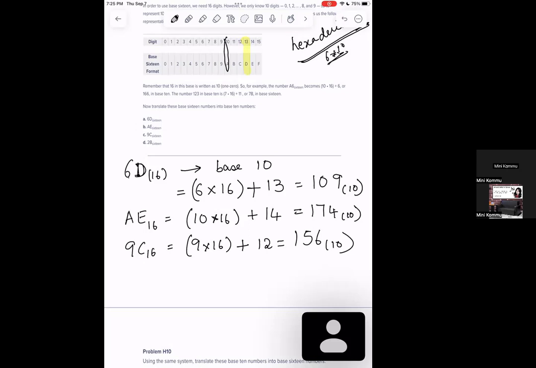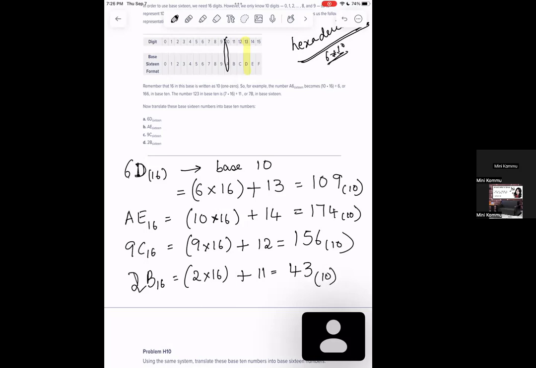All right. Next one, 2B in base 16, which is equal to 2 times 16. And what is the value of B in this system? 11, which is equal to 32 plus 11, which is equal to 43 in the base 10 system.